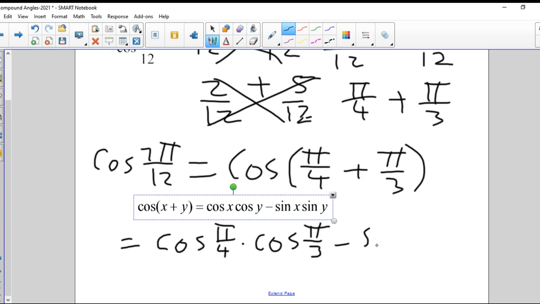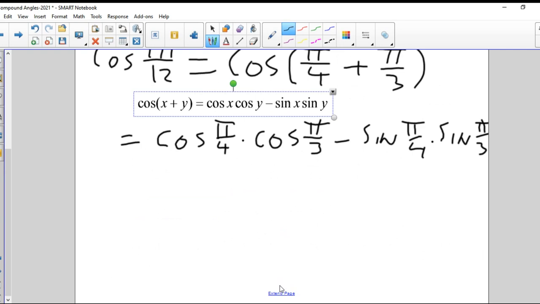minus the sine of pi over 4 times the sine of pi over 3. Again, I'm just following what this identity says. Okay. Cosine of pi over 4, again, that's another one that I know is 1 over root 2. I do know that one. Times the cosine of pi over 3.